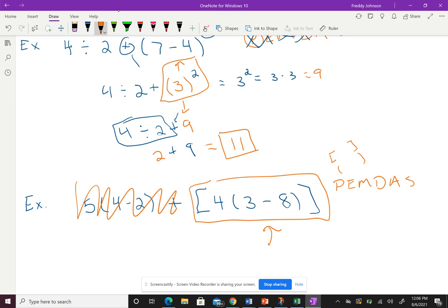Okay, so I have brackets first. So what do I do? Well, we start PEMDAS all over again. Do I have parentheses in here? Yeah.